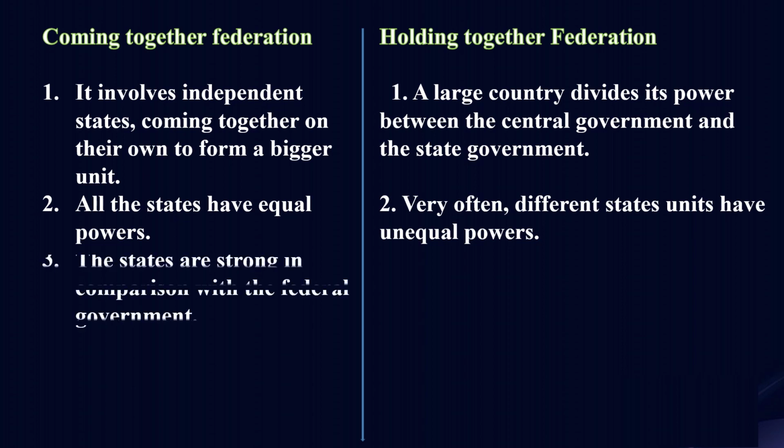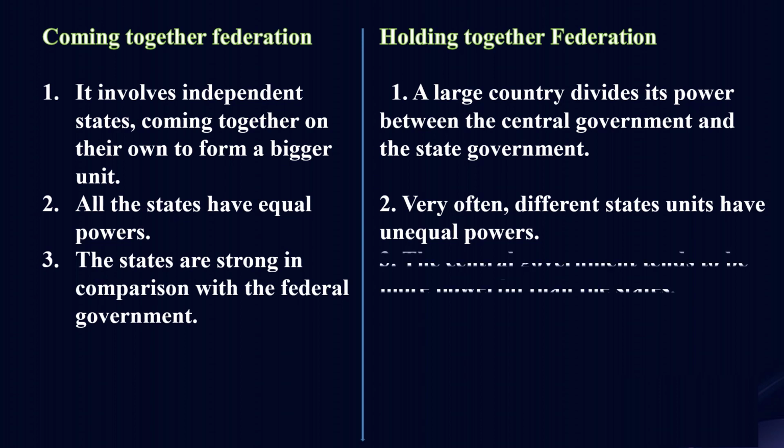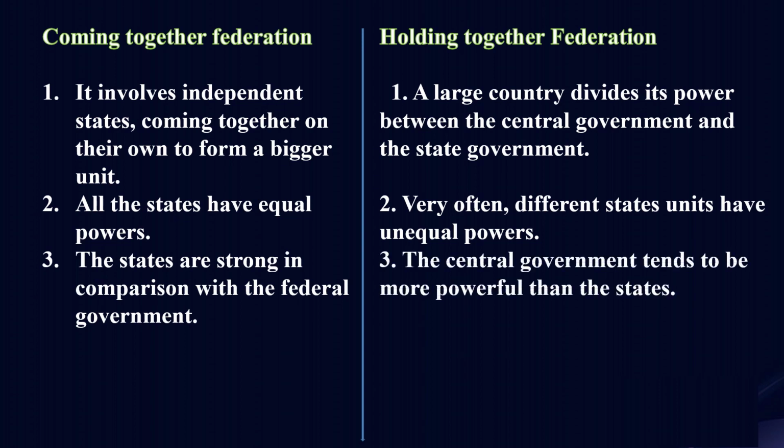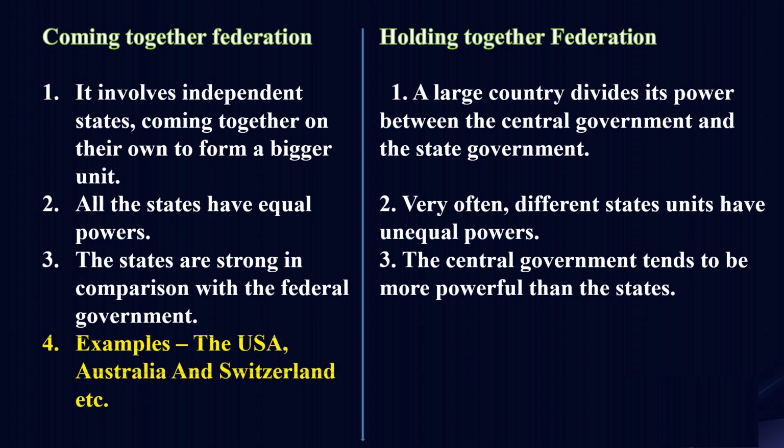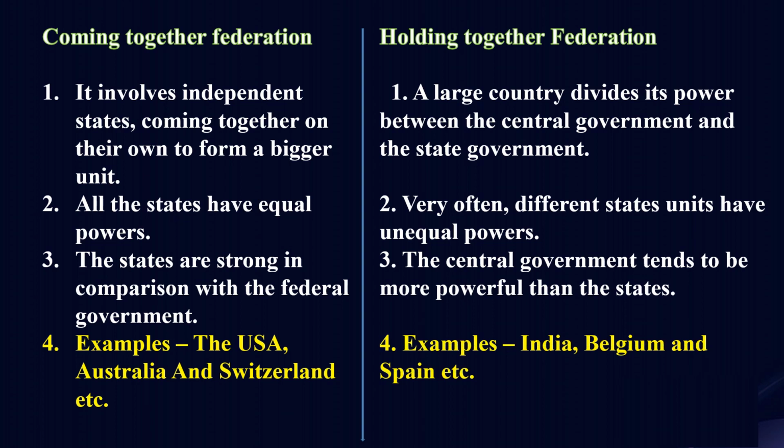Under coming together federation, the states are strong in comparison with the federal government. But under holding together federation, the central government tends to be more powerful than the states. Examples of coming together federation are the USA, Australia, Switzerland, and the examples of holding together federation are India, Belgium, and Spain.